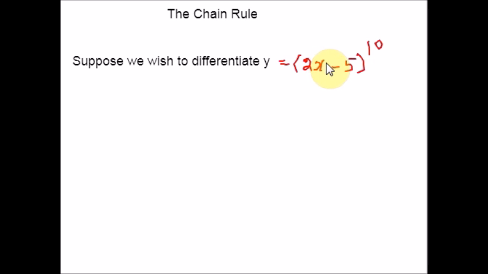So let us treat this as a function of a function. I'm going to assume the entire expression within the parentheses as u. So u equals 2x minus 5, so that y can be written as u raised to 10. Am I right? In mathematics, there are many ways to solve one single problem.